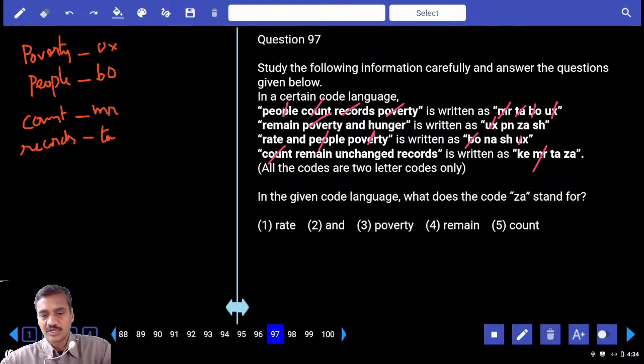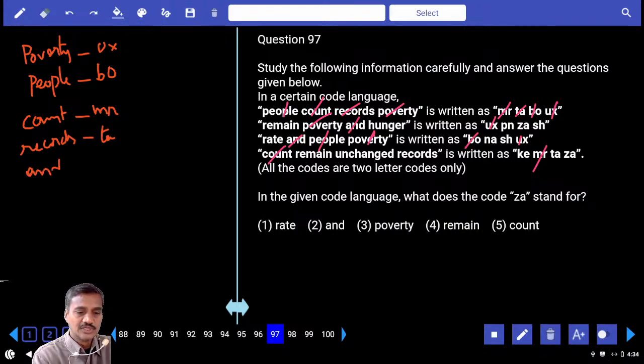Then if you compare 2 and 3, remain and hunger, end is the word that is common between the second and the third, with codes PN, SH. SH is the code that is common between second and third.